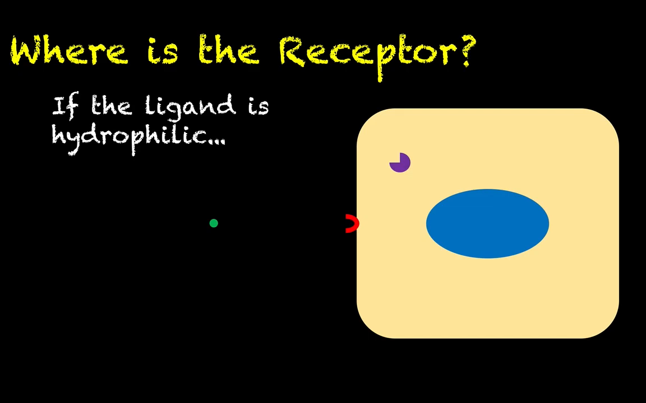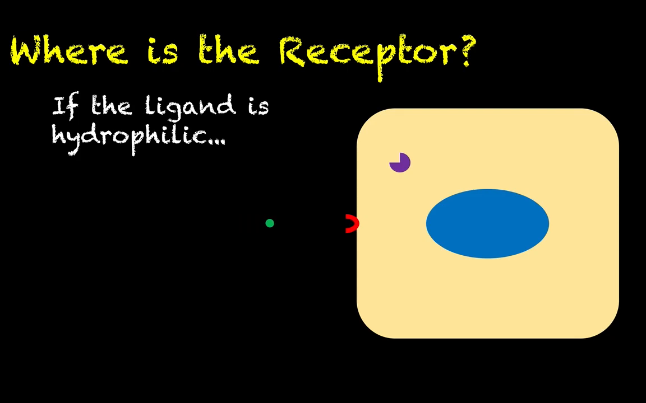First, let's consider a hydrophilic ligand. If you've forgotten what hydrophilic means, this is a ligand that is very polar, very water-soluble, but the consequence of that is that this ligand, because it is hydrophilic, will not be able to cross the plasma membrane. If the goal here is to convey the contents of this message to the inside of the cell, we can't get that to happen by having this ligand move across the membrane.